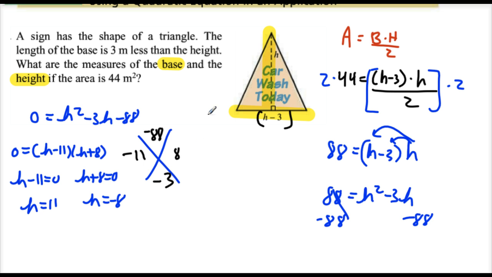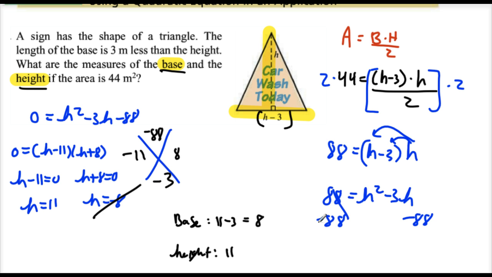So really, because of the context of our problem, I'm going to cross out negative 8, because it doesn't make sense in the context of our problem. But now we have 11. Let's now answer the question: what is the base and the height? So the base is 11 minus 3, so we have 8, and the height is just going to be h, which is 11.